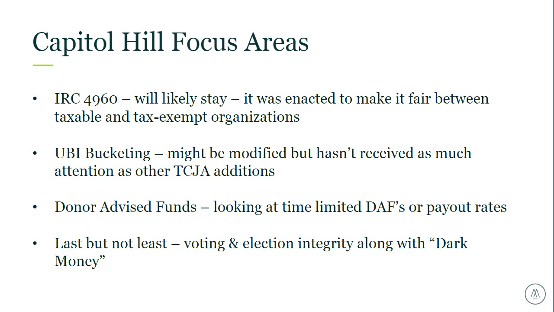And then last but not least, voting and election integrity along with dark money. That's always just been on their list, making sure that voting and election integrity remains intact and where money is coming from. So those are just a few areas that Capitol Hill is looking at, and definitely more to come. We're monitoring all sorts of progress and bills as they come along that could affect this sector, and we'll see what happens. Ever-changing, ever-evolving world that we live in.